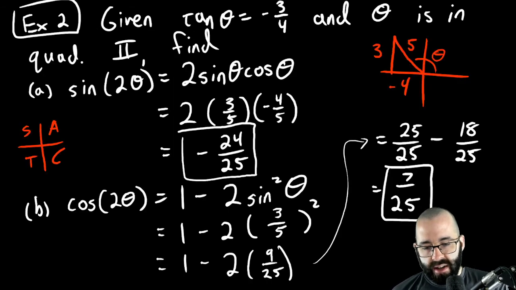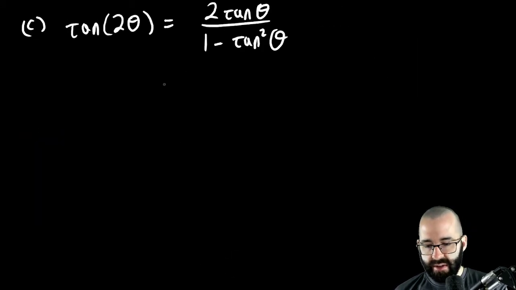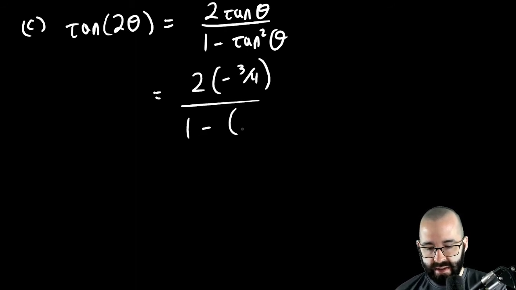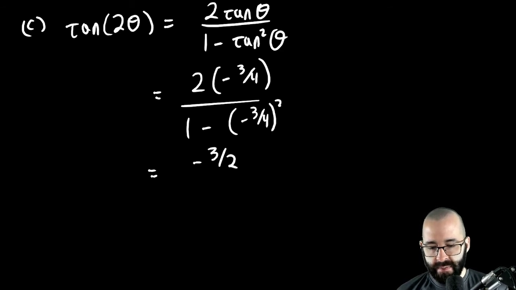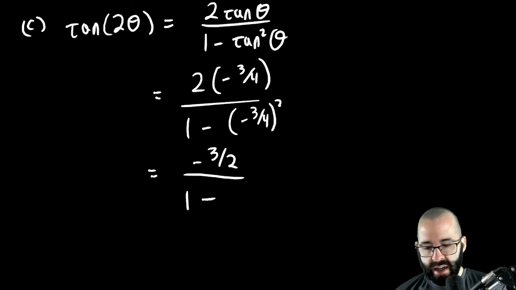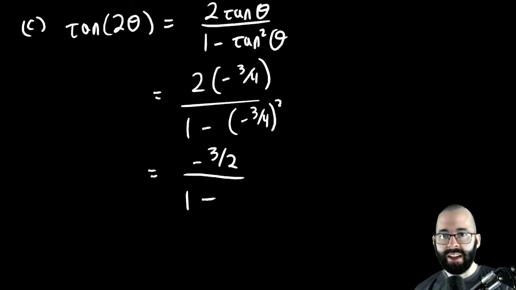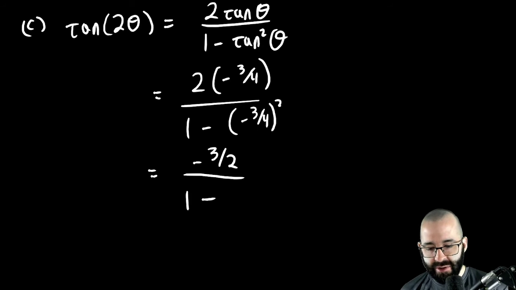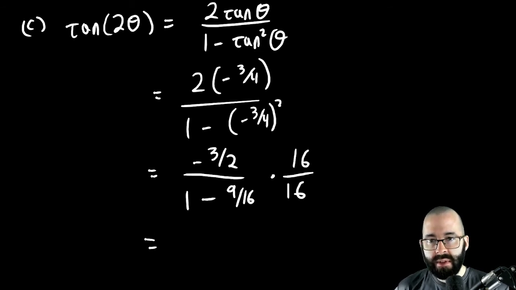And what is the tangent of theta? It tells us it's -3/4. 2 times -3/4 divided by 1 minus negative 3/4 squared. Let's simplify a little bit and then multiply by the LCD. This becomes negative 3/2 on the top over 1 minus. Be very careful. We think, oh, subtract a negative, but we have to square it first. When it squares, it becomes positive. 1 minus 9/16. And now we can simplify by multiplying by the LCD, 16/16.